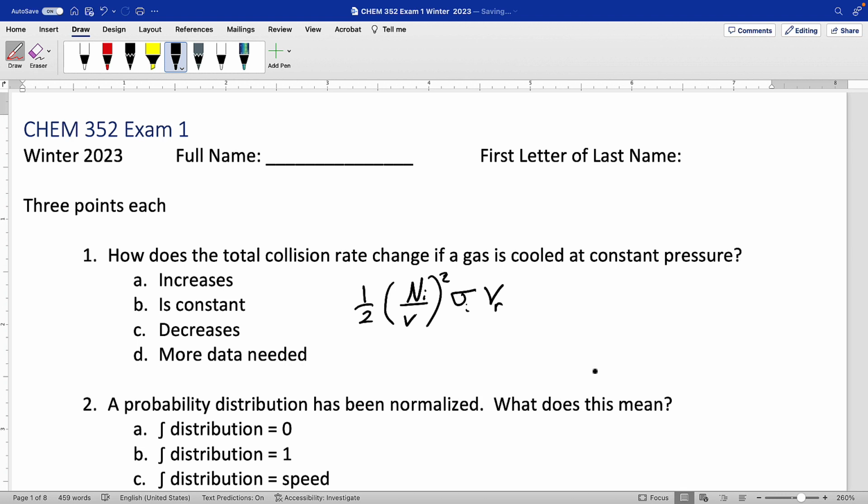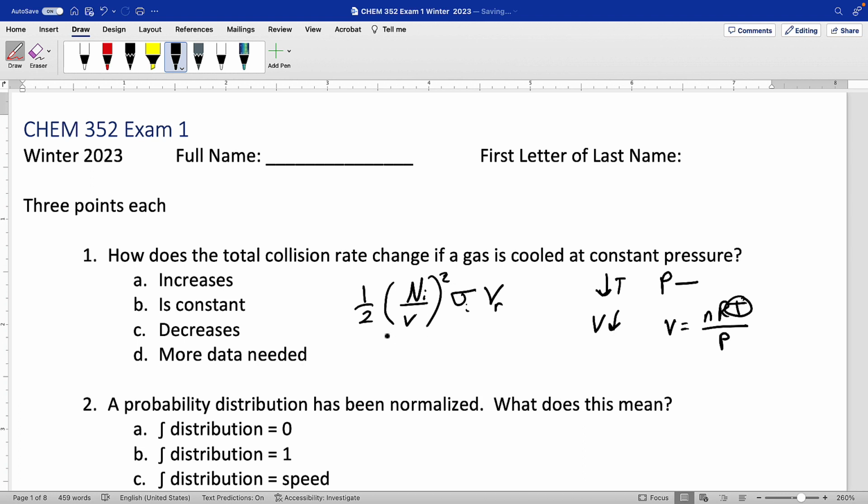Okay, so looking at this, we can ask, are any of these things affected if we lower the temperature and we keep the pressure constant? If we lower the temperature and keep the pressure constant, that's going to result in a decrease in volume. We can write V equals nRT over P, and since the temperature went down, the volume's going to go down too, since the pressure was constant. And so the gas is going to get more dense.